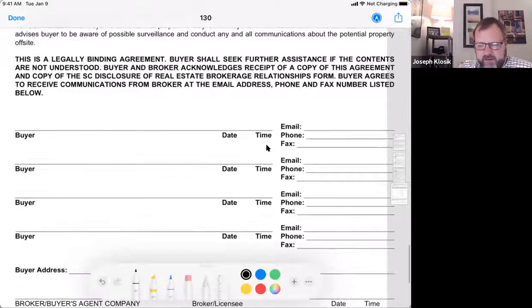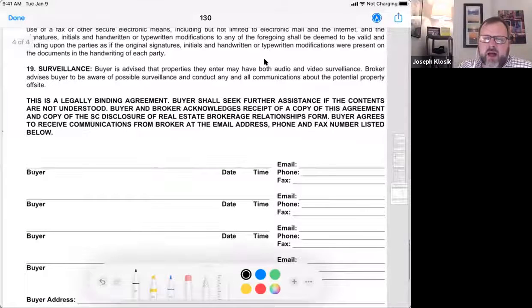And that, in a nutshell, is a quick explanation of the buyer agency agreement. Questions? So this form is required in the state of South Carolina, correct? It's not technically required, no. But if you don't have it, you don't have agency, and now you're a transaction broker.